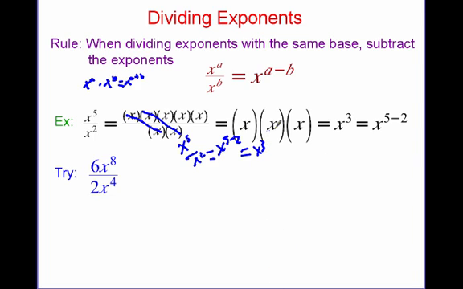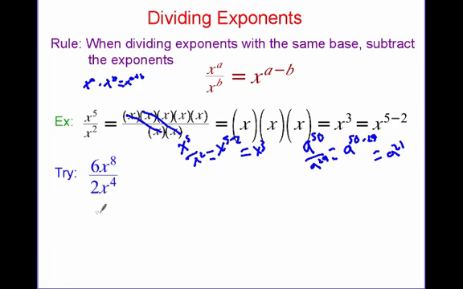And where this really comes in handy is once again when we have big numbers, like if I said a to the 50th divided by a to the 29th. I don't really want to draw out 50 x's on top and 29 on the bottom. It's much easier for me to say a to the 50 minus 29. Well, that's a to the 21st power. All right, so what I'd like you to do is go ahead and try this problem here.